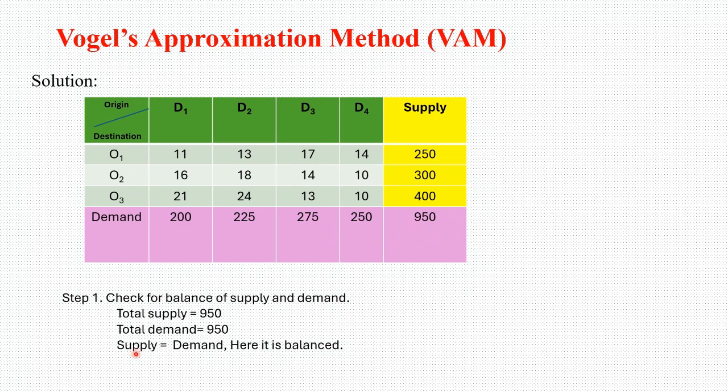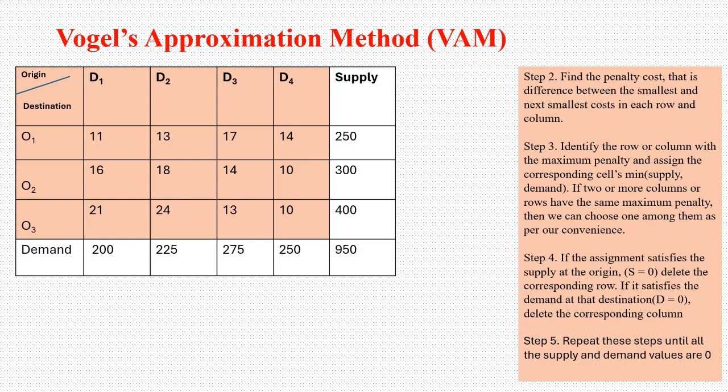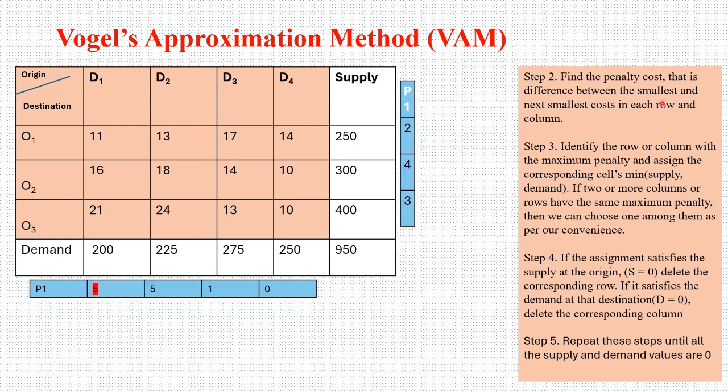Step 2. Find the penalty cost, that is the difference between the smallest and next smallest costs in each row and column. Penalty P1 for first row is 13 minus 11, which is 2. Here 11 is the smallest cost and 13 is the next smallest cost. Second row is 14 minus 10, which is 4, and third row is 13 minus 10, which is 3. Similarly, P1 for first column is 16 minus 11, which is 5, second column is 18 minus 13, which is again 5, third column is 14 minus 13, which is 1, and last column is 10 minus 10, that is 0.